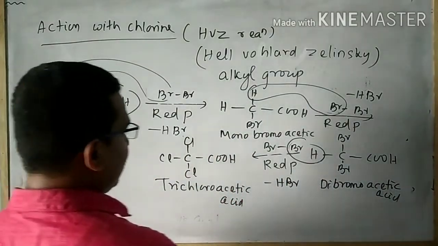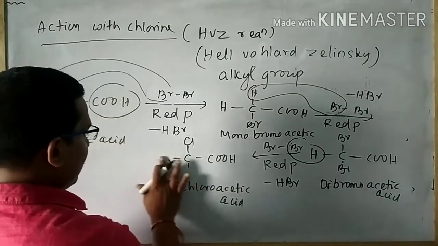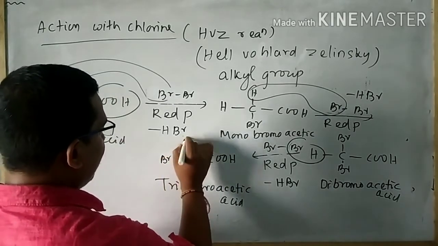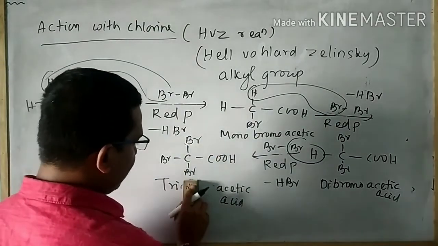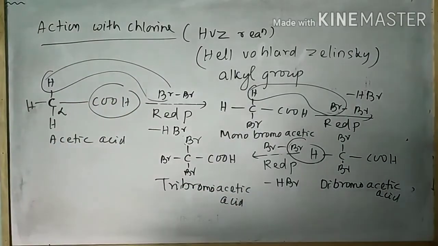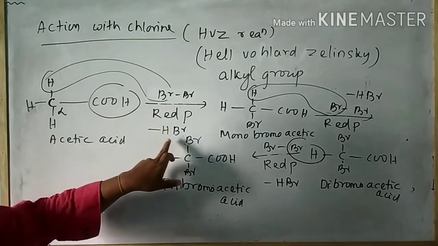Again we react with the bromine molecule to form tri-substituted. This is also done in the presence of red phosphorus. The name of this compound is tribromoacetic acid. Acetic acid reacts with the bromine in the presence of red phosphorus.